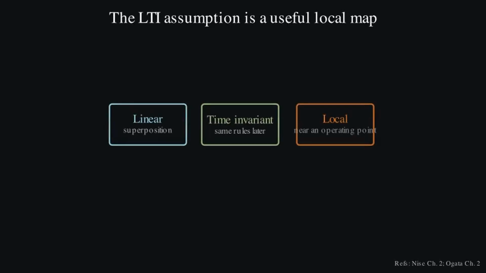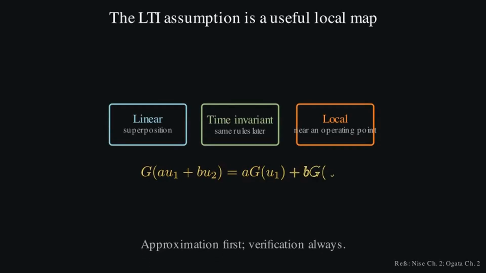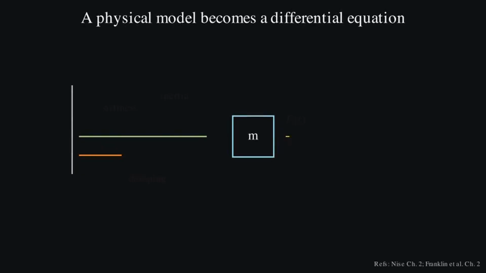The first useful approximation is often linear time invariant. Linear means superposition, scaling and adding input scales and adds responses. Time invariant means the rules are the same if we start later. Real machines are not perfectly linear, but near an operating point, many systems are close enough that this local map becomes a powerful engineering tool.